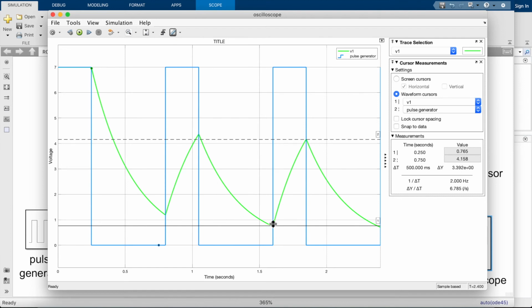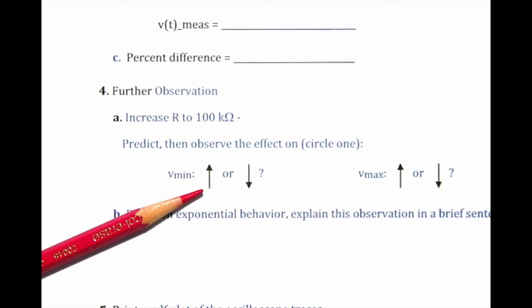Will it go up or down? And similarly, try to predict whether the maximum value will go up or down compared to what it was before you made the change. And then actually do the simulation, and on the oscilloscope trace, see whether the minimum value goes up or down, and circle the arrow to show what direction it actually went. You don't have to measure its value, just whether it goes up or down.